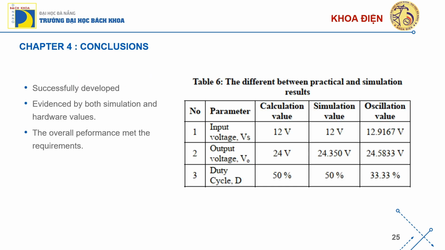Finally, in conclusion, the project successfully developed a DC to DC boost converter, converting 12 volts to 24 volts, as evidenced by both simulation and hardware results. The output voltage from the hardware was measured at approximately 24 volts, very close to the target. Although there is some difference in the duty cycle, the overall performance met the requirements.